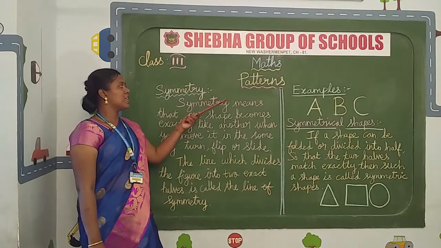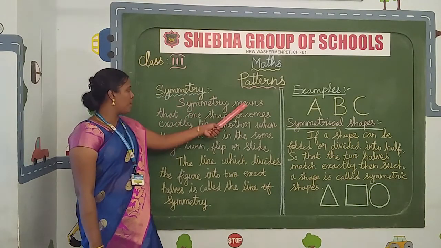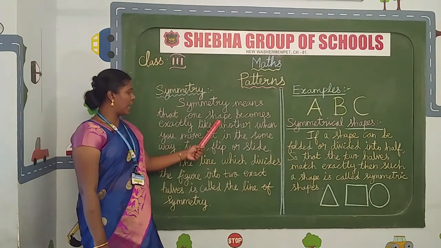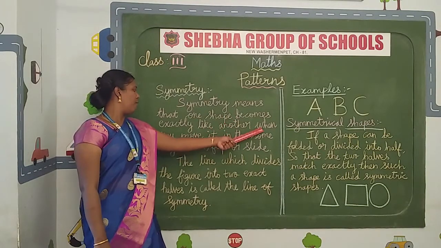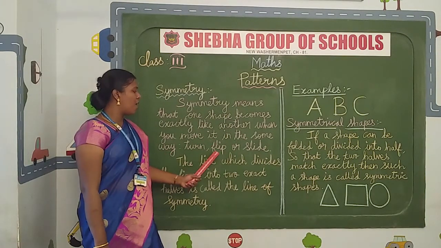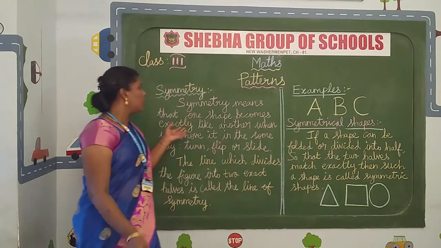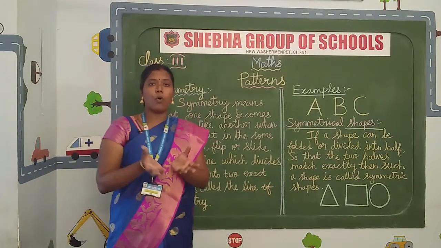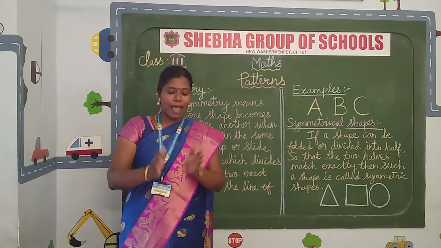In these patterns we can see another topic, symmetry. Symmetry means that one shape becomes exactly like another when you move it in some way: turn, flip or slide. Symmetry is nothing but you have to shape, because you have to create your own picture, and it will become the same figure.